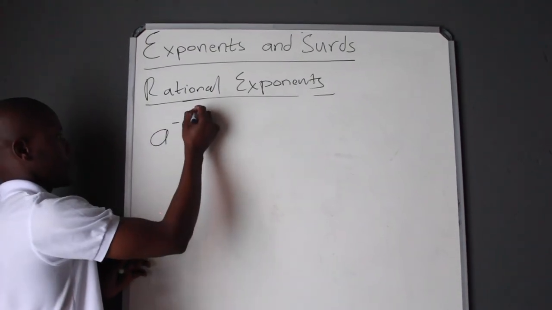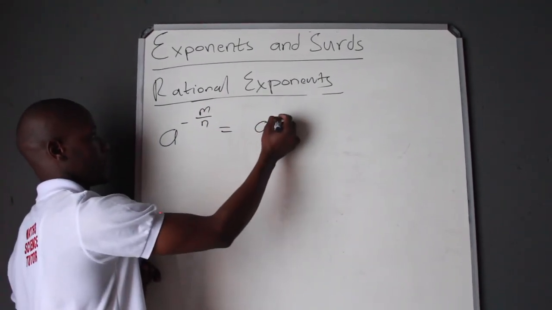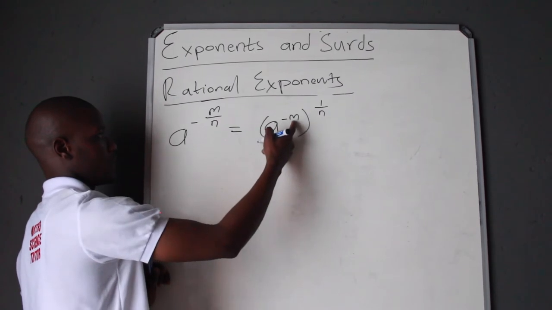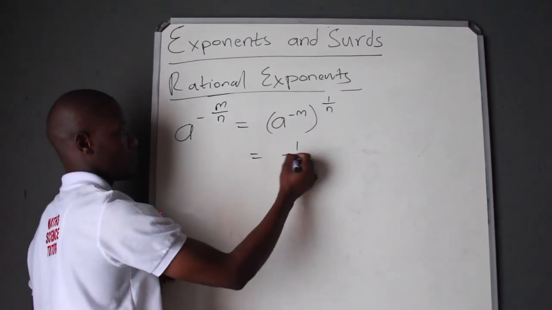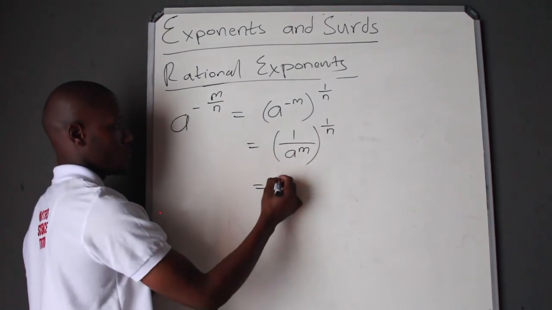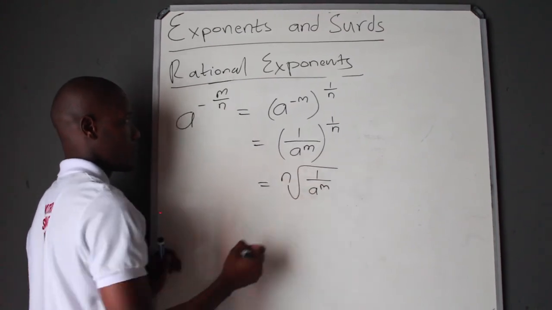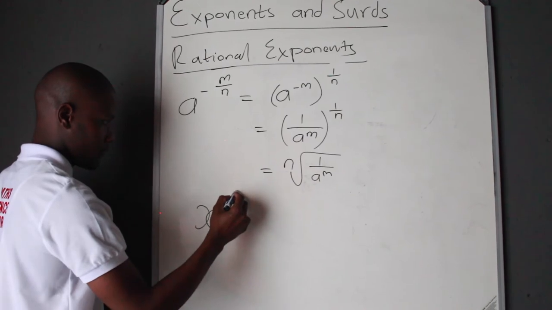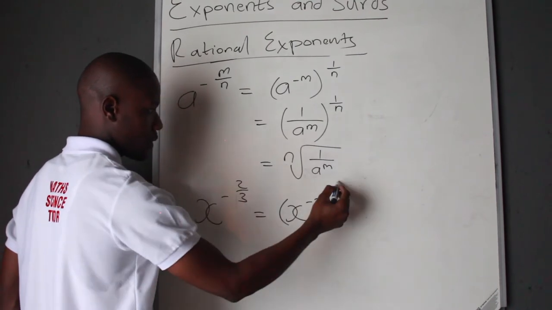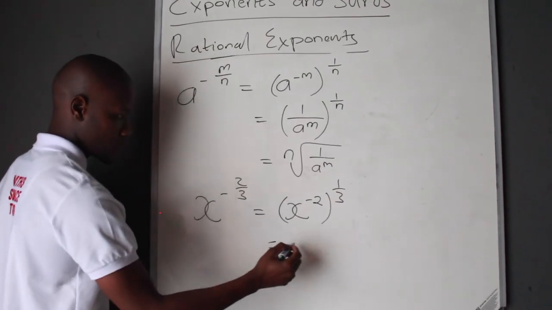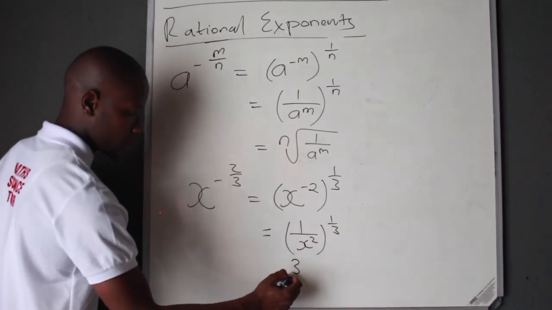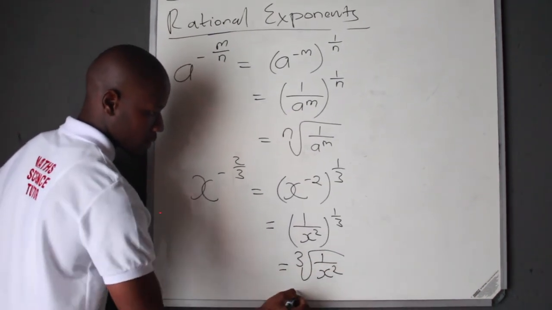a to the power negative m over n is equal to a to the power negative m all raised to the power 1 over n. So a to the power negative m is equal to 1 over a to the power m all raised to the power 1 over n. So it is the nth root of 1 over a to the power m. So if we have x to the power negative 2 over 3, it is equal to x to the power negative 2 all raised to the power 1 over 3. So it is 1 over x squared all raised to the power 1 over 3. So it is the cube root of 1 over x squared.